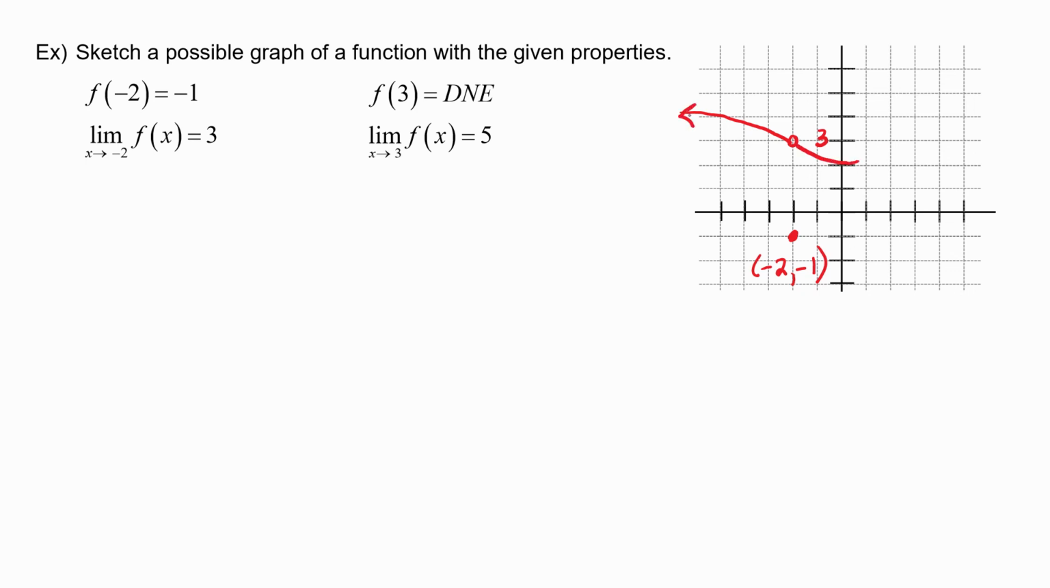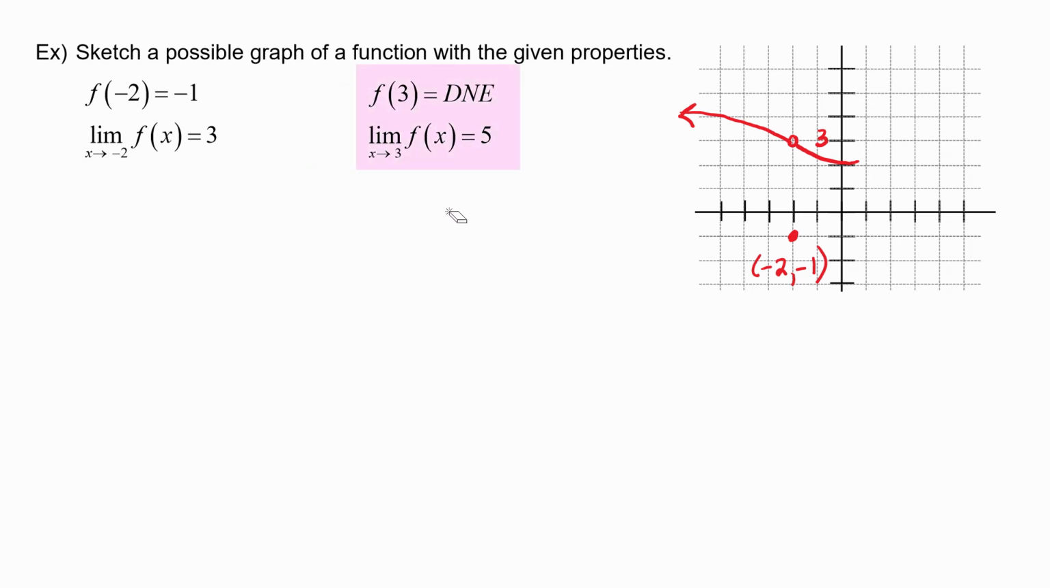Now, maybe your graph came in from down here, or came in as a straight line, or came in curving this way, and that's all fine. But what you have to have is that coming in from the left and coming in from the right, both of them have the y values approaching 3.